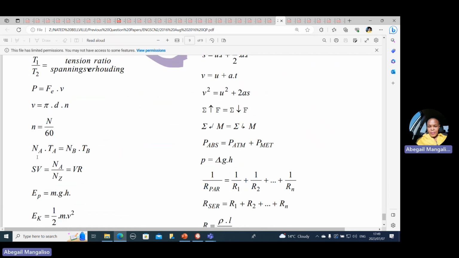The formula is NA TA equal to NB TB. So you need to remember the gears are in mesh, you equate their velocities. So velocity is NA and TA. We don't know velocity as SV, but we know it as VR. It says NA, you know the letters of the alphabet are A to Z, so A is the first one, and Z will be the last one. So this formula will be given.